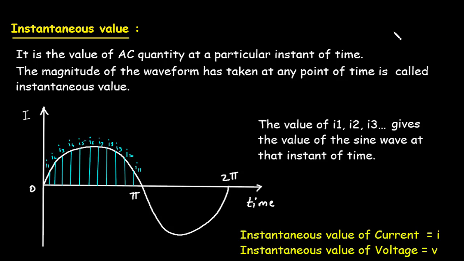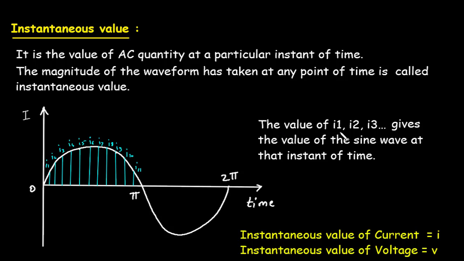Now what is the instantaneous value? It is the value of an AC quantity at a particular instant of time. Here we can see these are all the instantaneous values: I1, I2, I3, I4, I5. So these are the instantaneous values. It is the value of an AC quantity at a particular instant of time. So this is an instantaneous value, this is also an instantaneous value. The magnitude of the waveform taken at any point of time is called the instantaneous value. So this is another definition of the instantaneous value.